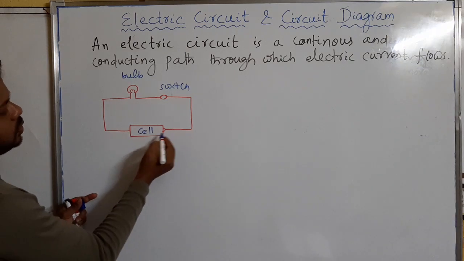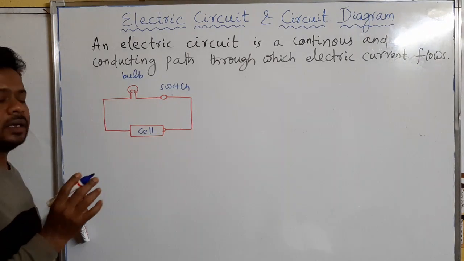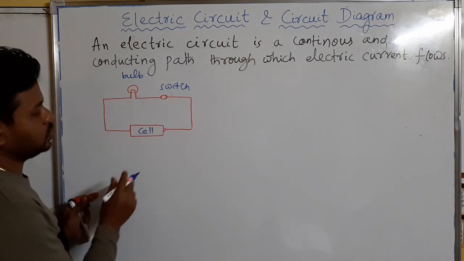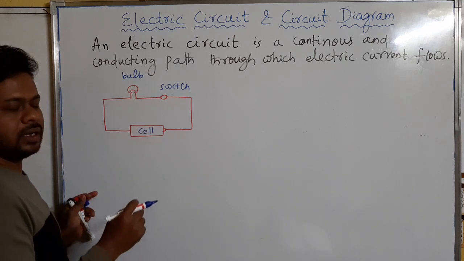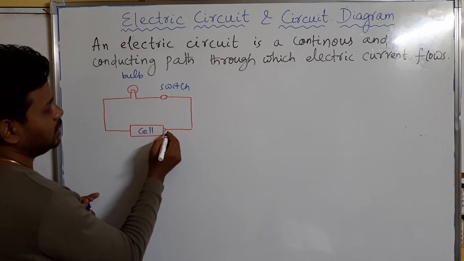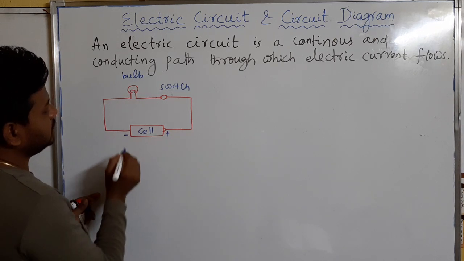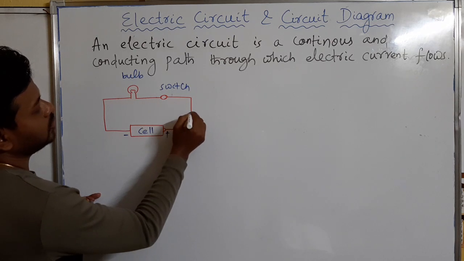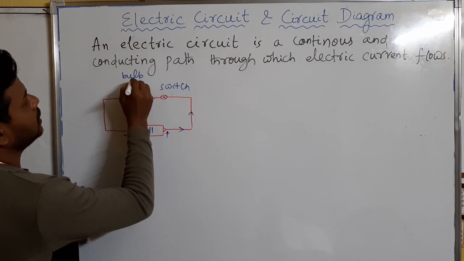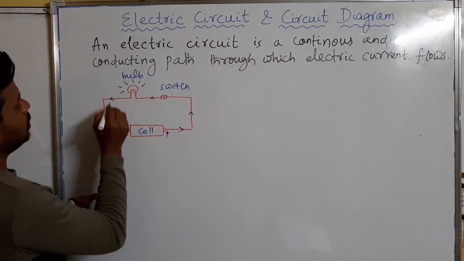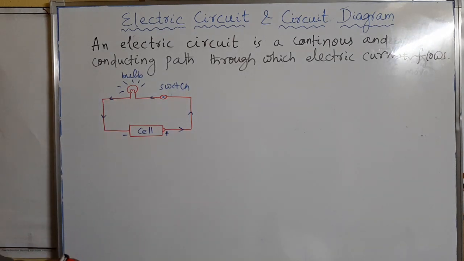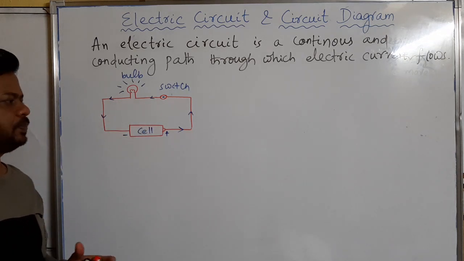And as you know, the cell provides and maintains potential difference across the circuit. So the current will flow when there is a potential difference, and that potential difference is maintained by the cell. So this is the plus end and this is the negative end. So current will flow in this way. If the switch is on, then the bulb will glow and the current will flow from positive end to negative end. So this is a simple electric circuit.